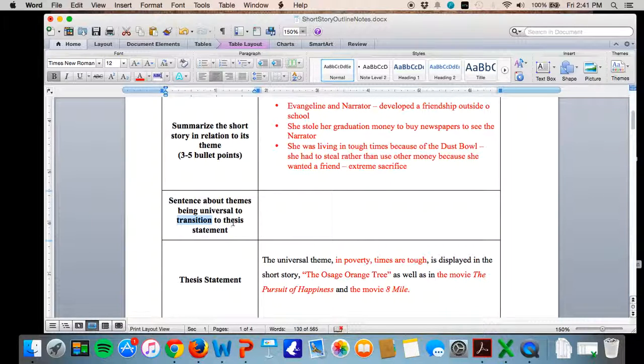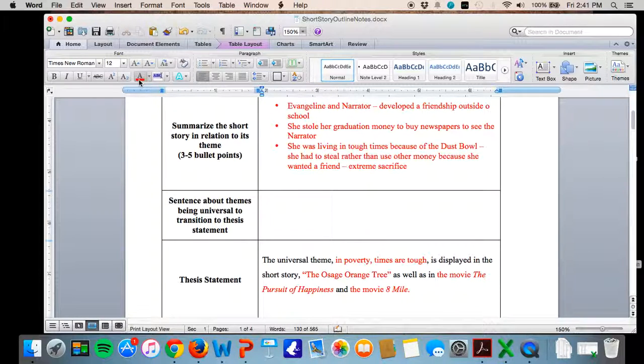Okay? Because we're not just talking about the short story in this paper. We're talking about the theme being present in the short story, but we're also talking about how the theme doesn't just show up in short stories, but how it is also a universal theme, meaning it applies in many different places. And because we talk about the universal theme being not only in our story, but also in other places in our thesis statement, we need to have some phrase that transitions.